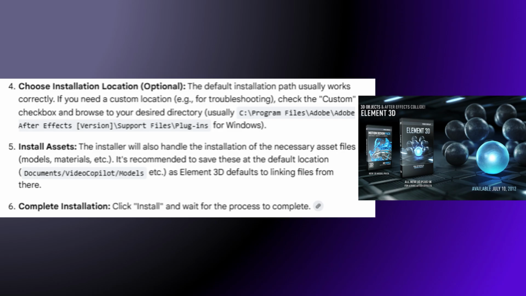Next, install assets. The installer will also handle the installation of the necessary asset files. It's recommended to save these at the default location, documents/videocopilot/models, as Element 3D defaults to linking files from there. And finally, complete installation. Click Install and wait for the process to complete.